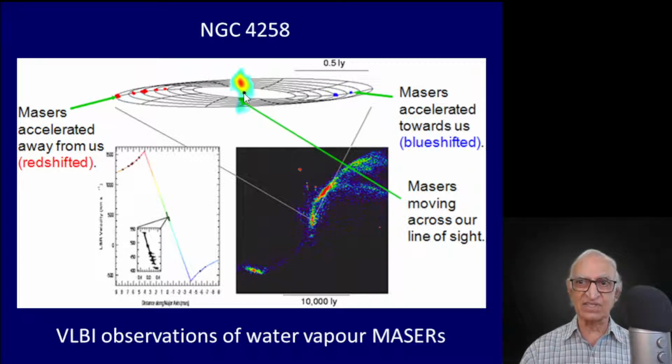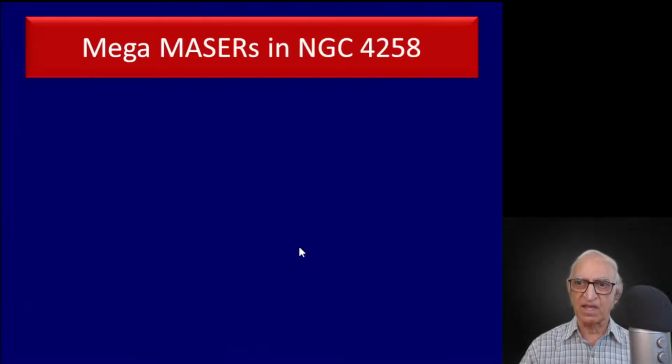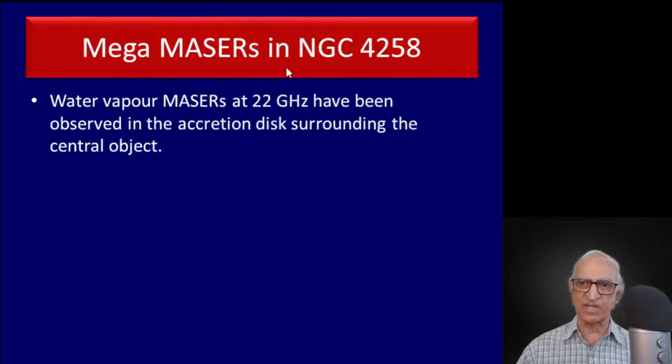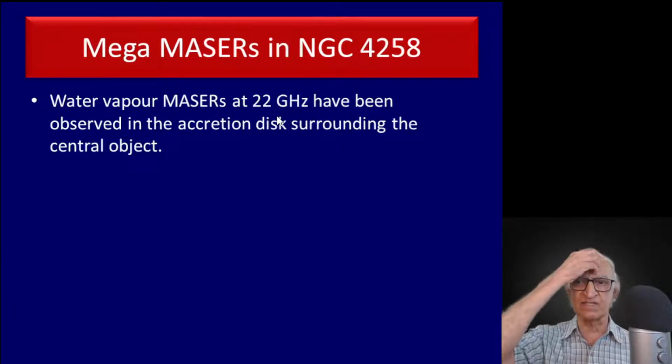And let me remind you once again that these are very long baseline interferometers, because although your distance is still very large compared to the Schwarzschild radius, or a few times the Schwarzschild radius, where general relativistic effects will begin to manifest, you are still sufficiently close. And to have that kind of angular resolution, you need intercontinental baseline interferometry. Now, these are mega masers orbiting the central body in NGC 4258. These water vapor masers maser at a frequency of 22 gigahertz.